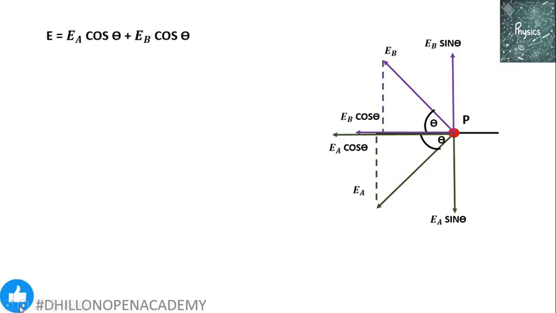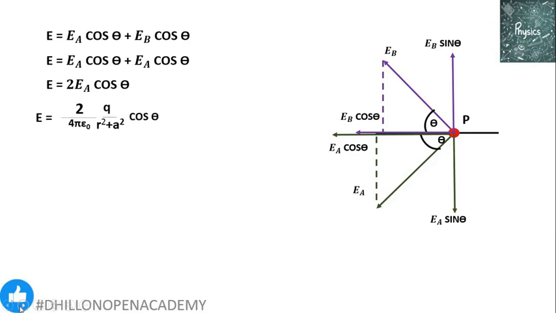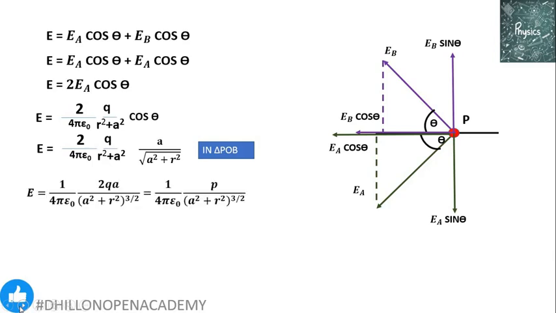So total field is given by the equation EA cos theta plus EB cos theta, which can further be written as 2 times EA cos theta, because EA and EB are the same. So substituting the value of EA, we have this particular equation. If we substitute the value of cos theta also over here, from the triangle POA or from triangle POB, we will get the equation 2 over 4 pi epsilon naught q over R square plus A square into A over square root of A square plus R square, which is the value of cos theta. Combining, we can write 1 over 4 pi epsilon naught 2qa over A square plus R square raised to power 3 by 2.